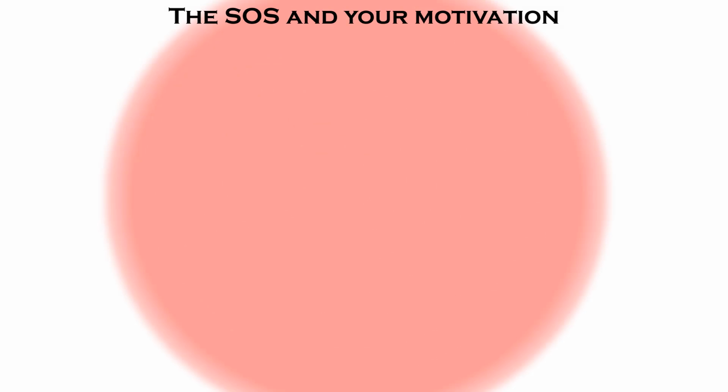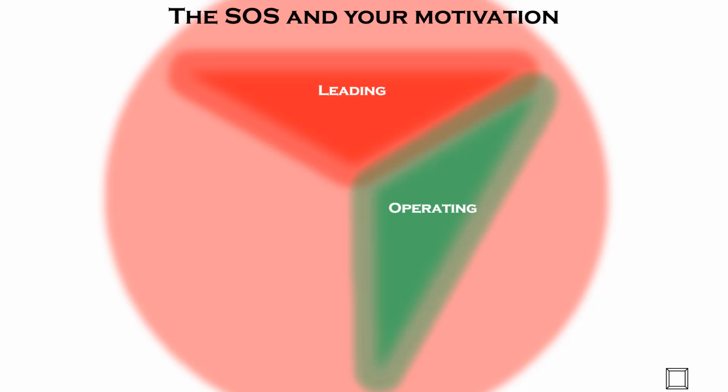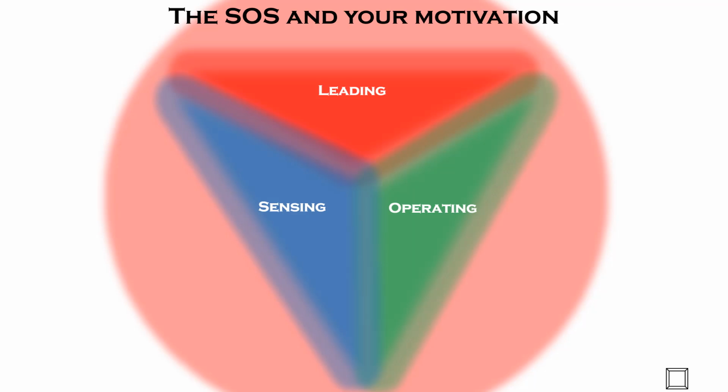The self-operating system and your motivation. In the self sphere there are three functions: leading, operating and sensing, which together we call the self-operating system, SOS. There are three areas in the SOS where motivation plays an important role.